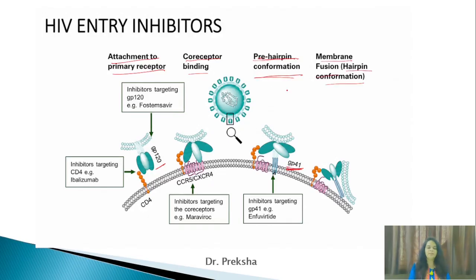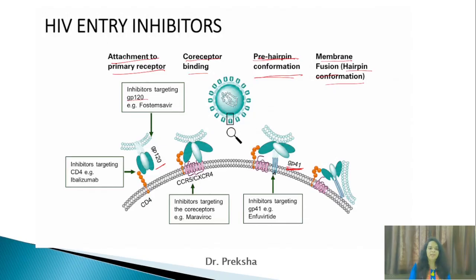Then the pre-hairpin conformation is the next target, and glycoprotein 41 will be targeted. The drugs which target this GP41 act at the last stage, and that is known as membrane fusion, or hairpin conformation. Now let us discuss each drug in detail.